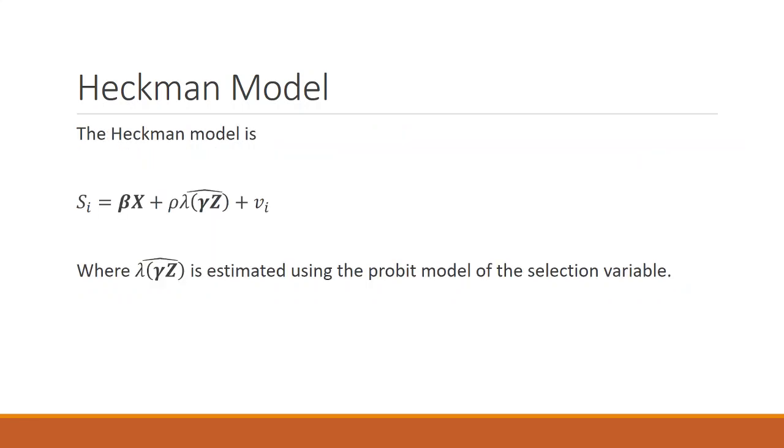So then what is the Heckman model? The Heckman model is our truncated dependent variable, savings, regressed on the independent variables x plus the estimated inverse Mills ratio from the probit model, where we use a probit model to model the selection variable. So this is our Heckman model.